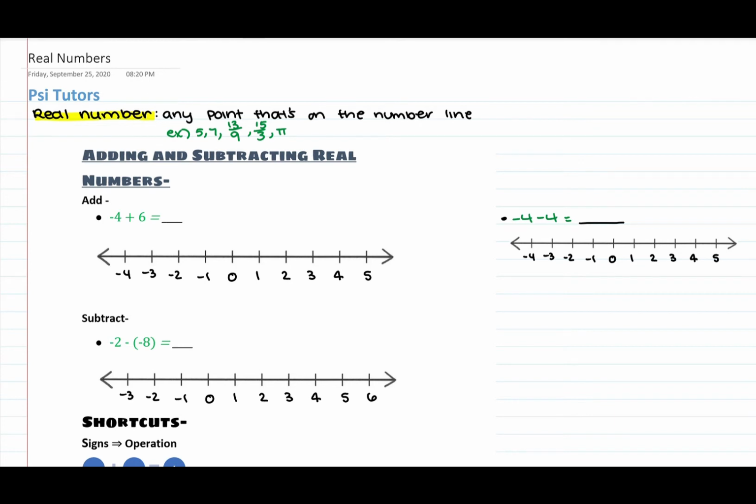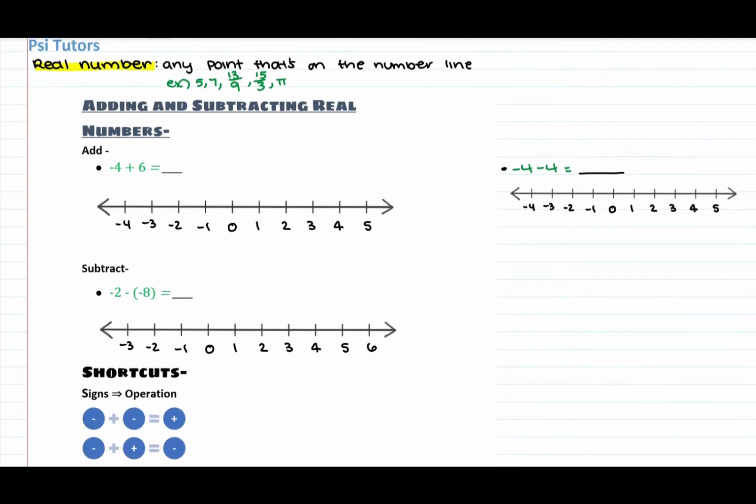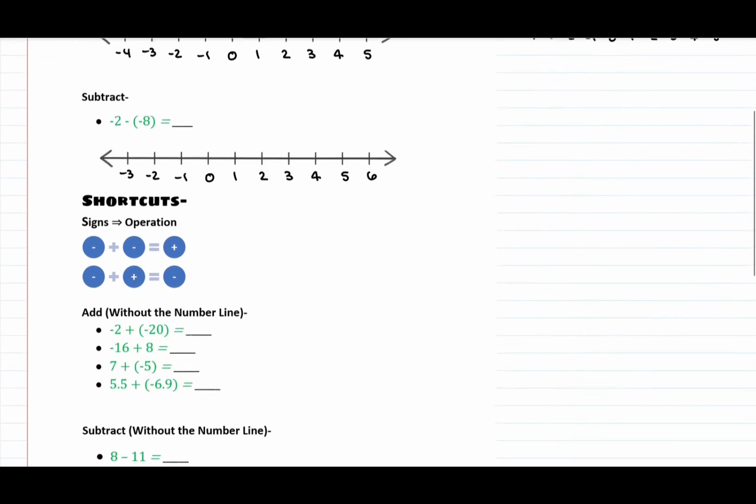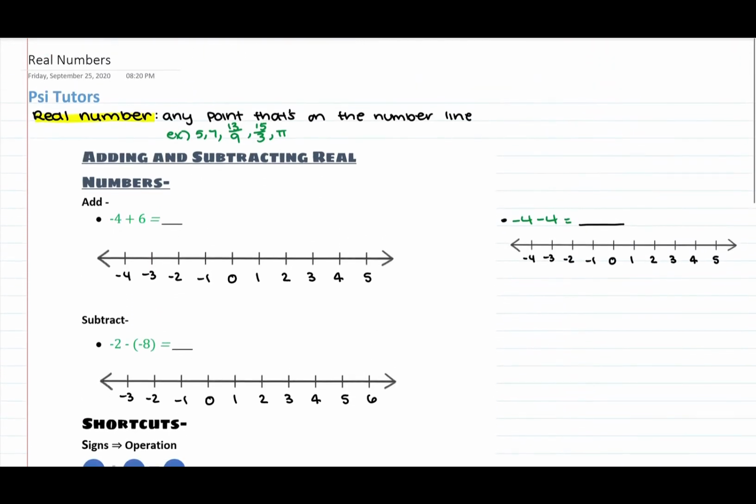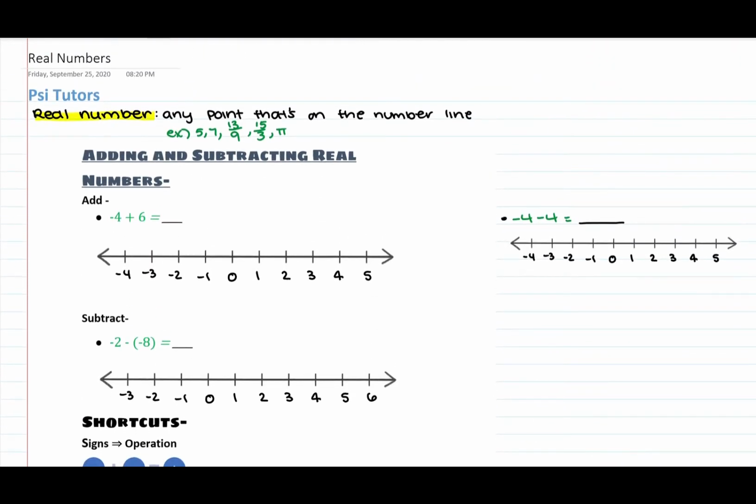So let's start with adding. Minus 4 plus 6 equals what? Okay, so we're first going to start with baby steps. We're going to start with the number line, and then as we progress and move on, we're going to stop using the number line. Okay, trust me, it gets easier. Don't worry about it. So minus 4 plus 6.